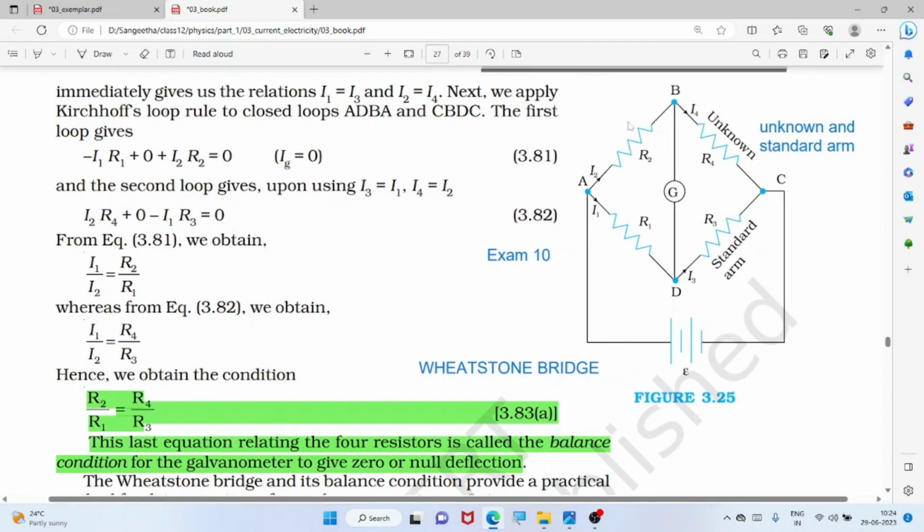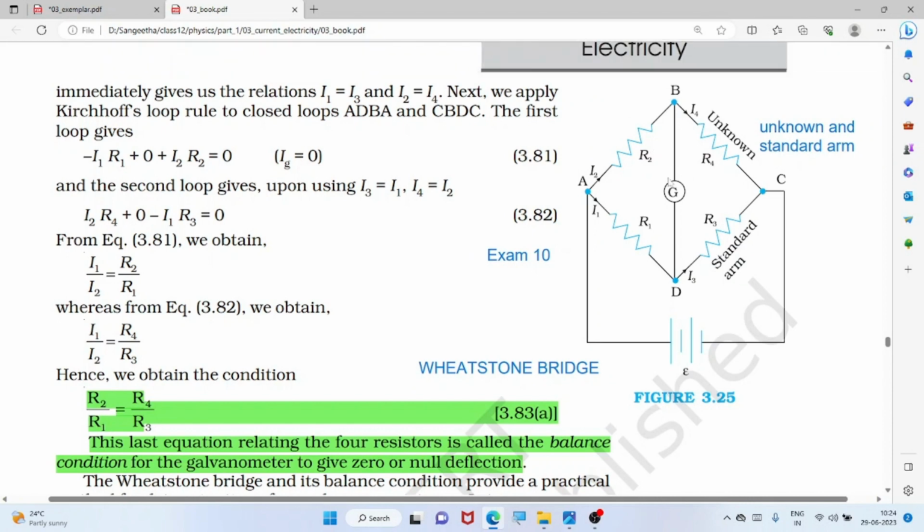So we have to choose these so that we can get sufficient current here. More resistance means very little current, and determining the resistance will be difficult. This is the unknown resistance, and this is the standard arm.